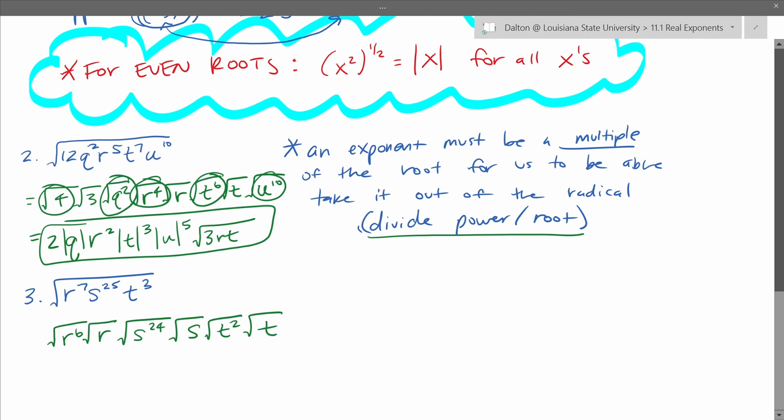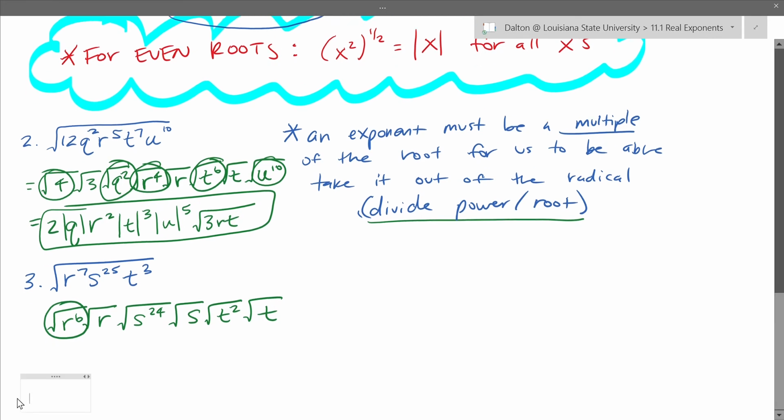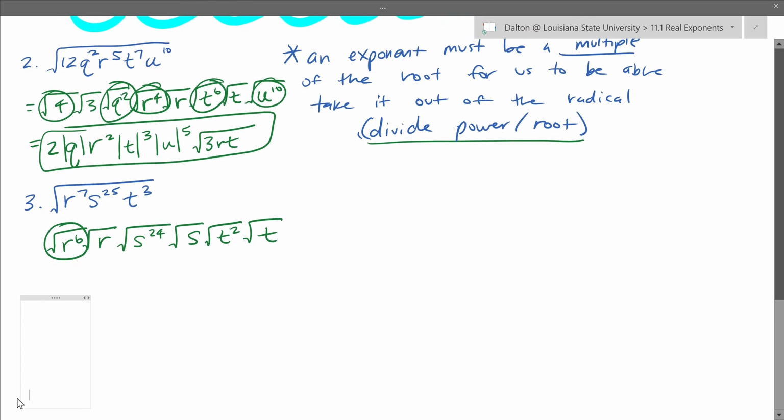Okay, now I'm going to go ahead and actually take my square roots. So the square root of r to the 6th power is going to be r cubed. Again, I'm dealing with an even root, so I have to make sure that my answer is positive. So the absolute value of r cubed, because if r were negative and I raised it to the 3rd power, it could still be negative. So I need everything to be positive.